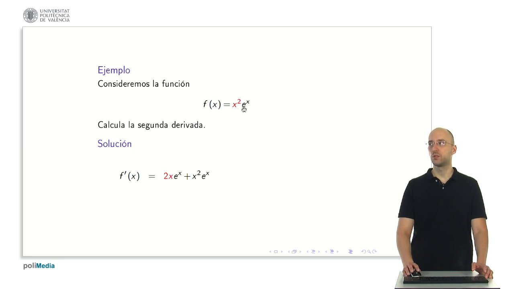The product rule tells us that when we're dealing with the derivative of a product of two functions, it's the derivative of the first function, in this case, x squared, which has a derivative of 2x, multiplied by the second function, which is e raised to the power of x.